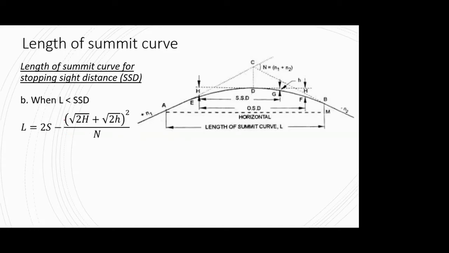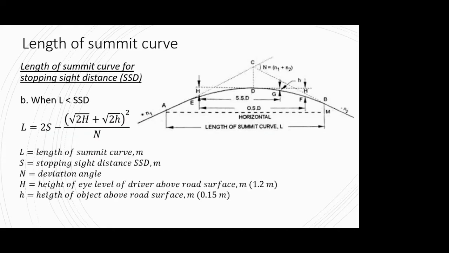Now, from the sight distance we have to subtract the term of root 2H plus root 2h, the whole bracket squared, upon n. The terminologies remain exactly the same. L is the length of the summit curve, capital S is the stopping sight distance, n is the deviation angle, capital H is the height of the eye level of the driver, and small h is the height of the object above the road surface.